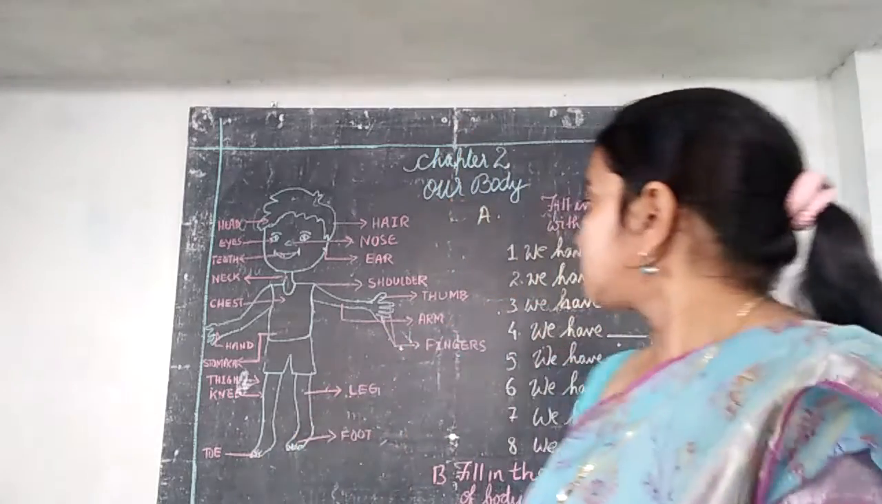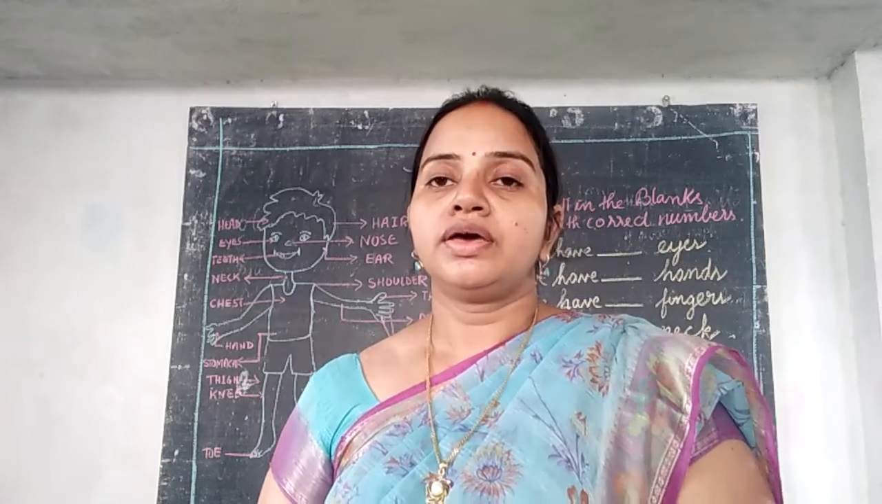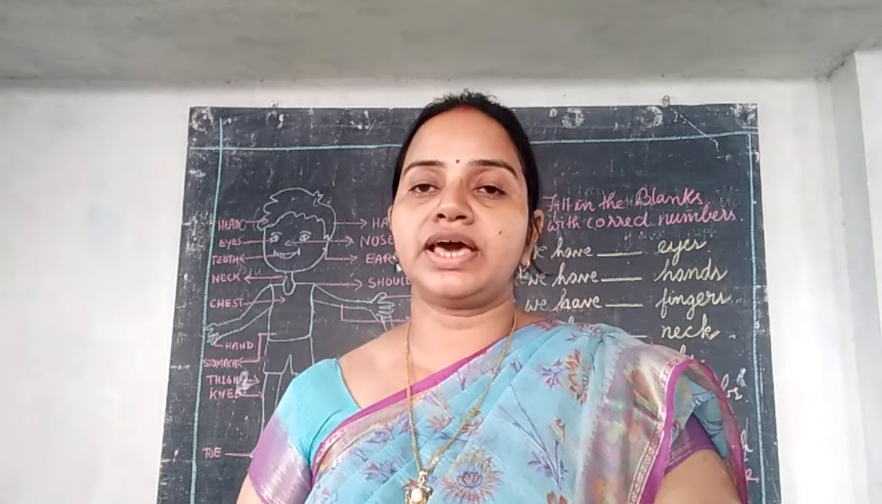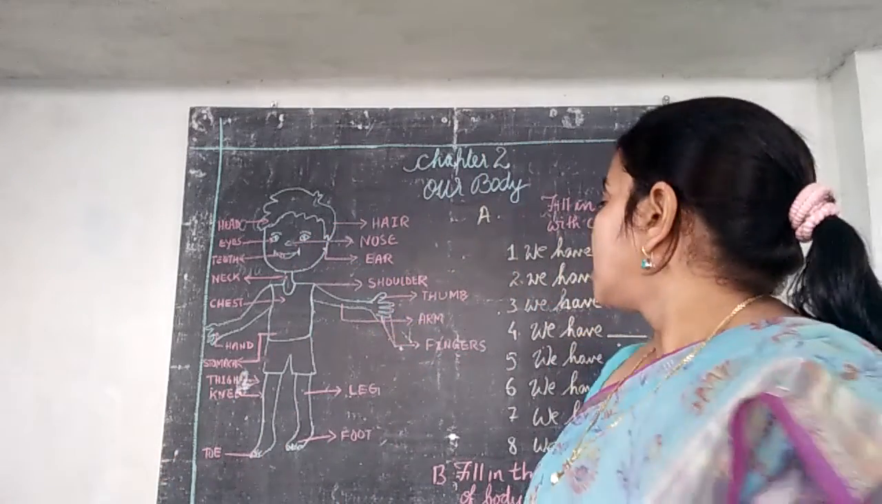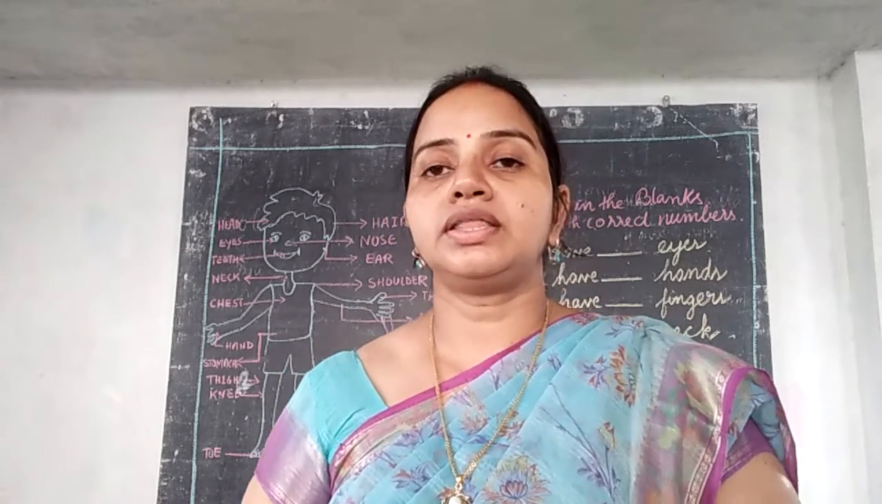And then next we have the leg. It helps us to walk. It helps us to run. With the help of the legs, we walk and run. And then we have a foot. While coming to school, we wear our shoes on the foot. So students, we have seen all the different parts of our body.